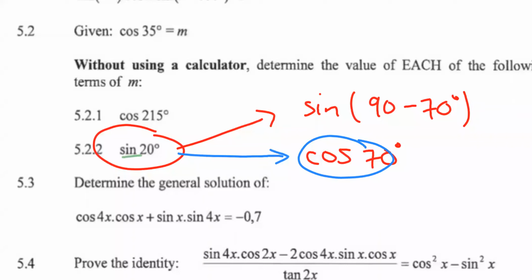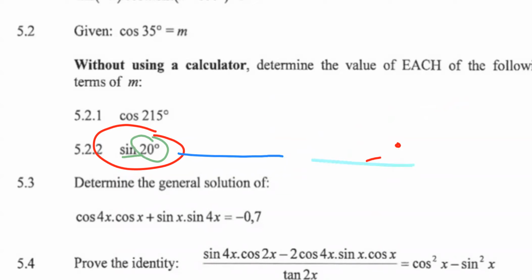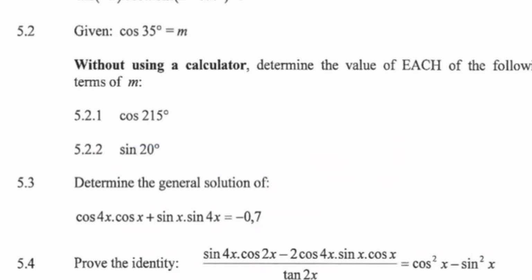So if there are different functions, if it's cos and sine, then the angles must add up to 90 degrees. That's how you know they are co-functions. Okay, but this only applies to sine and cos, not tan. Okay.